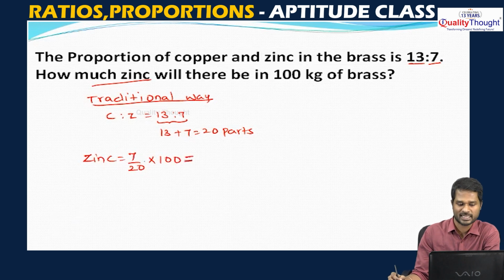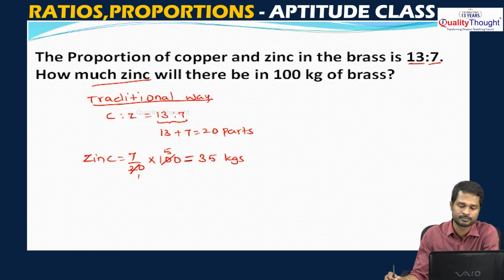So zinc is there, total 7 parts, copper is 13 parts and zinc is 7 parts. So 7 parts out of 20 parts from 100 kgs. So 20 ones are 20, 5s are 100. So 7 5s are 35 kgs of zinc is there.